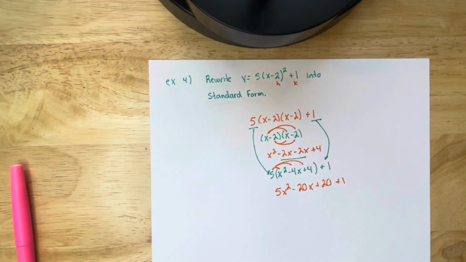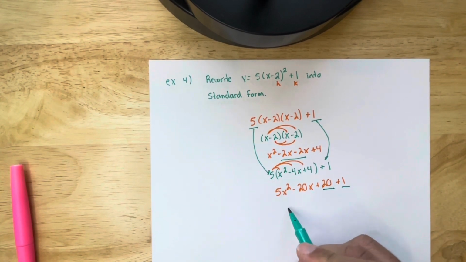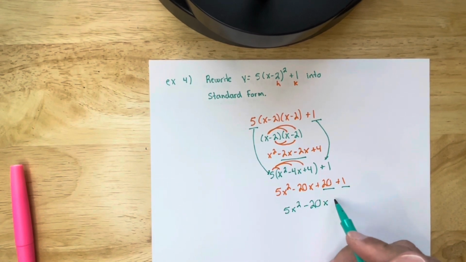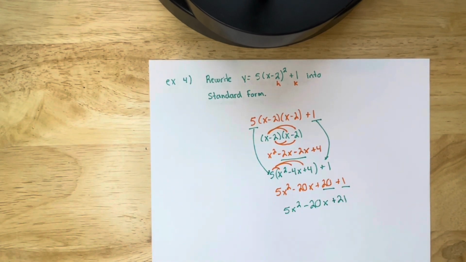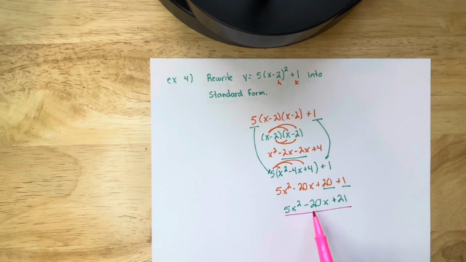And then your last piece is combine the like terms. Like, for example, the 20 and the 1 will simply just be 21. So drop down the stuff that you don't touch and then add the 21. And that's your final answer. So you just turned something that was written in a very complicated way into standard form, which is great because now you have your A, you have your B, and you have your C.